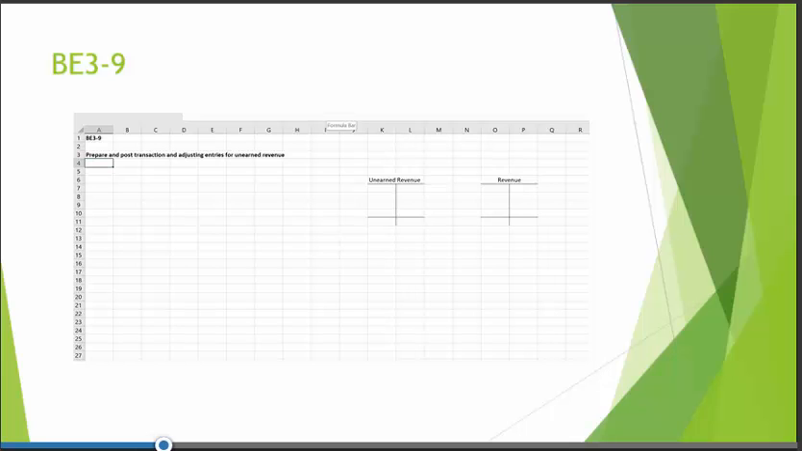So on March 1st, 2017, Big North Insurance received $4,800 cash from Erie Co. for a 1-year insurance policy. Big North has an October 31st year end and adjusts accounts annually, and we complete the following. So first we're going to do the March 1st entry.